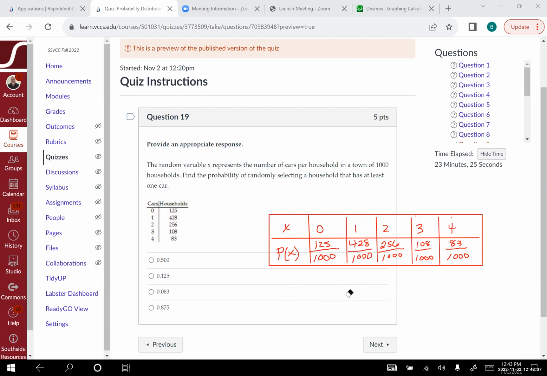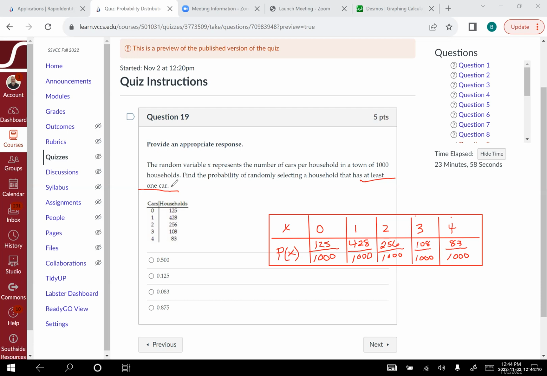So now all you have to do, take a minute and find the probability of at least one car. What does at least one mean? It would be all of them, including 0. Right, 0 is at least one? No, I mean all of them, but not 0. Yes, very good, because 1 is at least one.